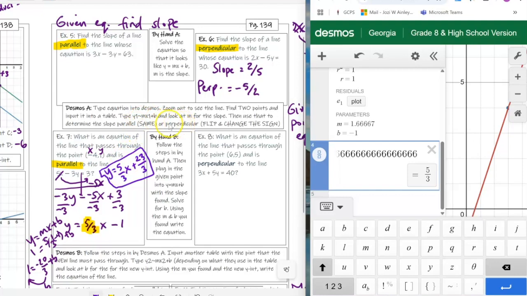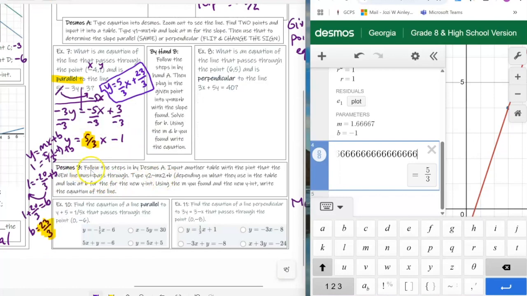All right, so now that I've done that, it says then use that to determine the slope. If it's parallel, it's the same, which it is, or perpendicular, flip and change the sign. So since I'm on parallel, it's the same. Then you keep going to right here. So you follow the steps by A. So I've found the slope. Now I need to find the y-intercept. To find the y-intercept, you input another table with the point that the new line must pass through.